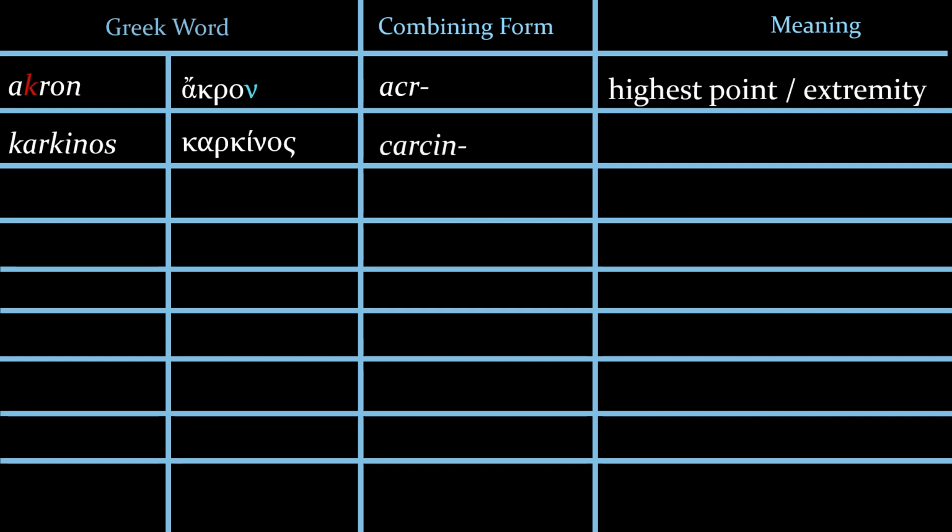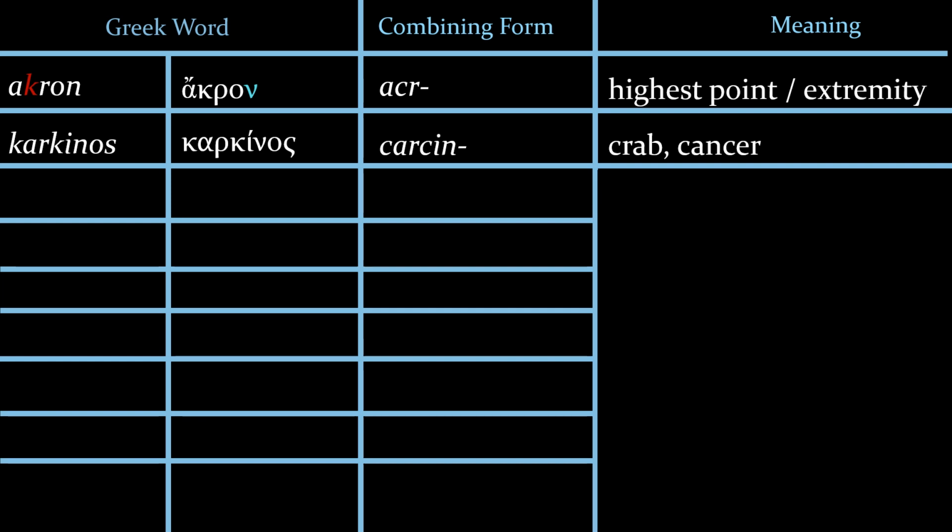Next we have karkinos, or karkinos, if you want it in Greek. And this is where we get karkin or karsin as we bring it into English. And this is what's called a doublet. It's a word that has broken off into two other words. This is the root for cancer. It also means crab, by the way.